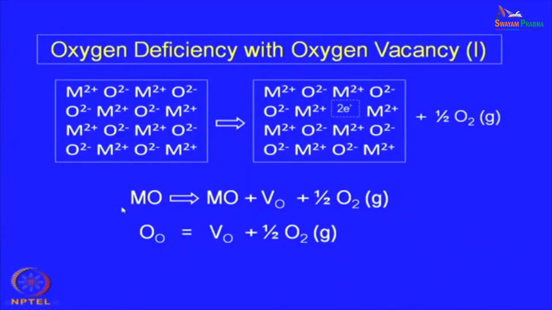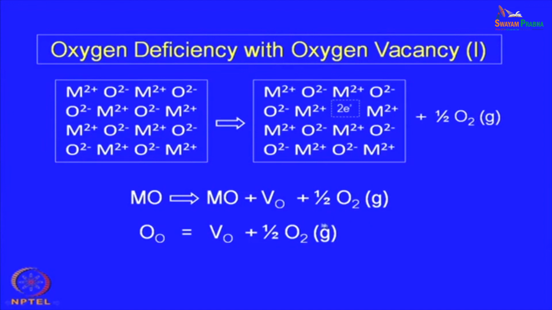Here you can see MO, and then MO gives an oxygen vacancy plus half O2 gas. That is quite simple, that is the reaction, but this is not a mass balance. This is just showing what is happening. A perfect MO lattice is still there, but together with some defects, an oxygen vacancy, and releasing half oxygen.